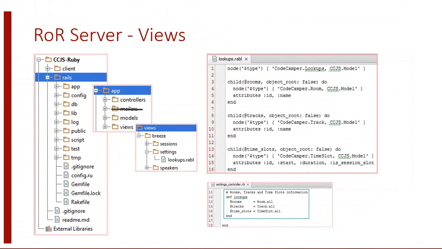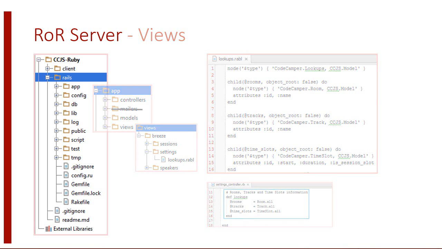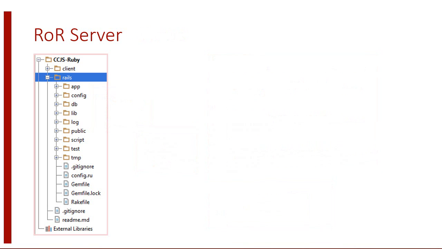And here's the view that does the packaging. You know, there's a top node called lookups, and then there are these three child nodes, which are the arrays of the three kinds of reference lists we're sending. So that's our Rails code.